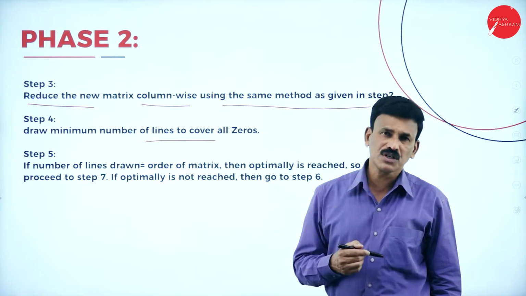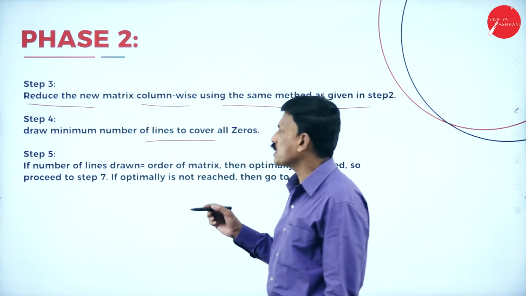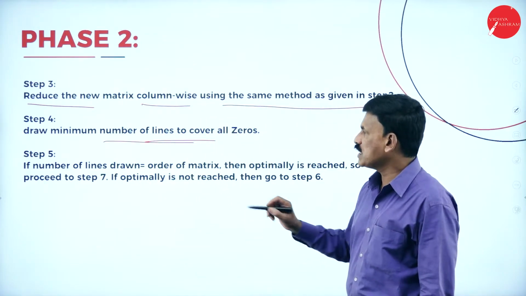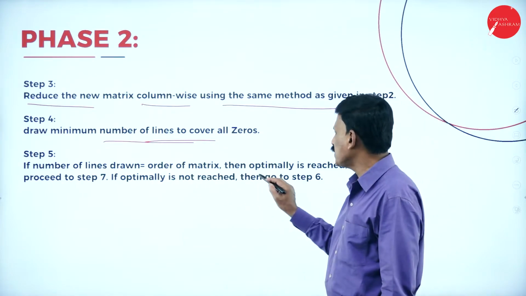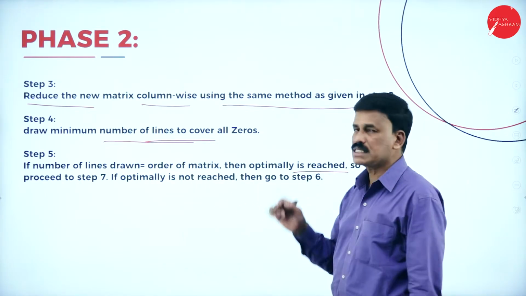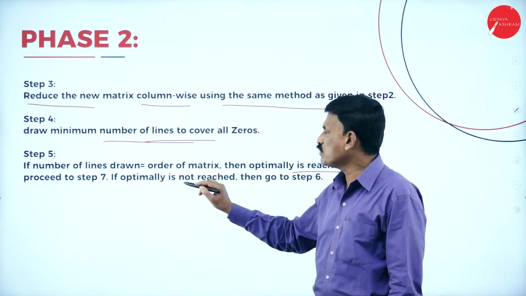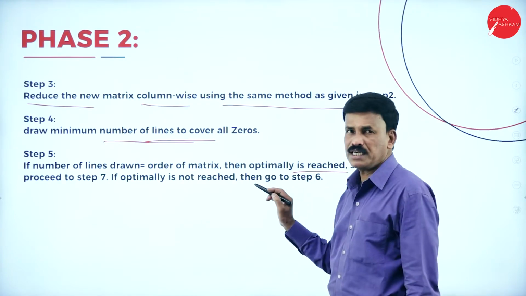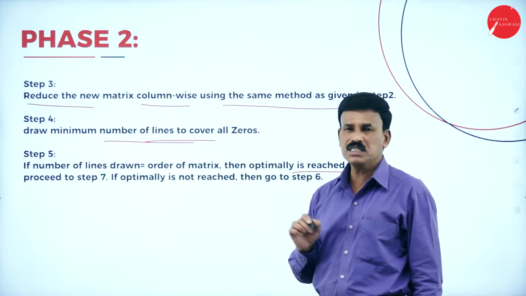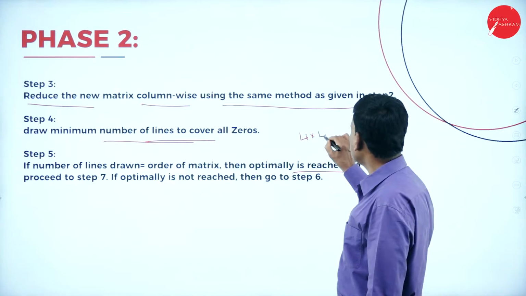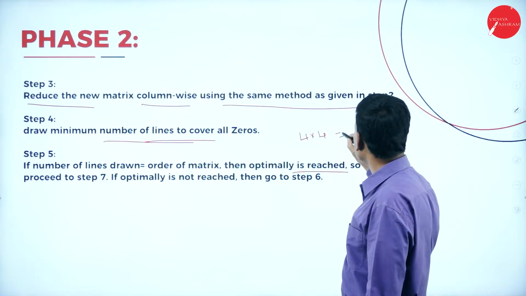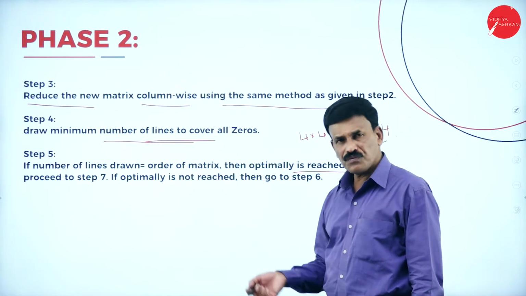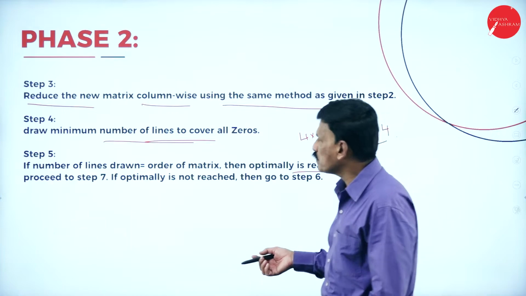Then go for row and column scanning. In row and column scanning, we draw the minimum number of lines to cover all the zeros. If the number of lines drawn is equal to the order of the matrix, then optimality is reached. This is a very important step. For example, if the order is 4 cross 4 and the number of lines drawn is equal to 4, then we can say optimality is reached. If not, then go to the next step.